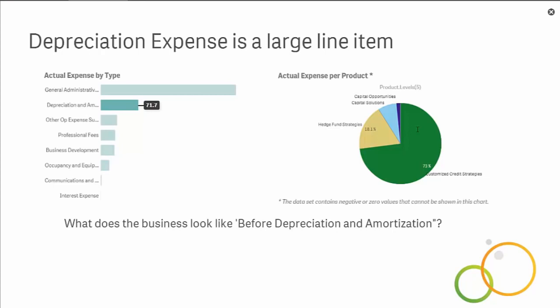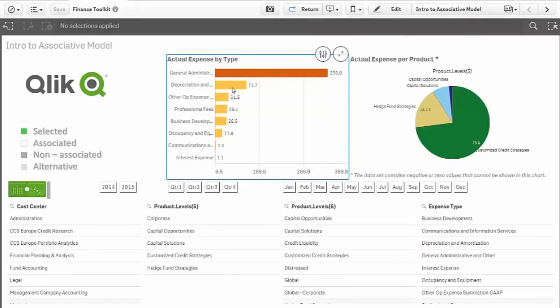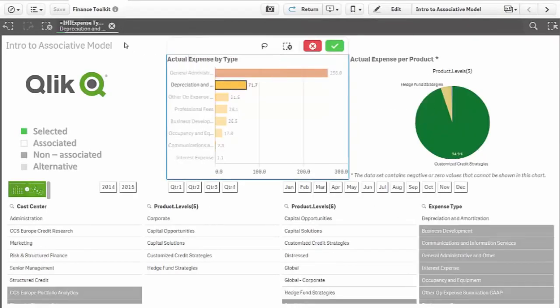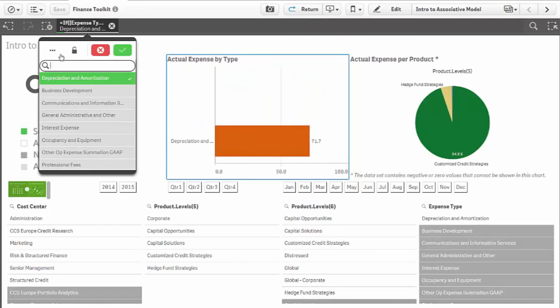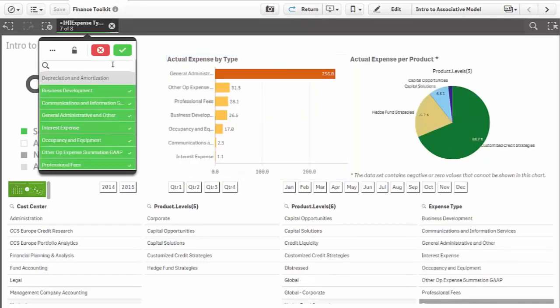And what I see is that in my expenses I have depreciation. Depreciation is one of those things that you often strip out of your expense analysis so you can see operating expenses, which would be expenses before depreciation and amortization. So let's go into the dashboard itself, find that depreciation, and strip it out because I want to see operating expenses.